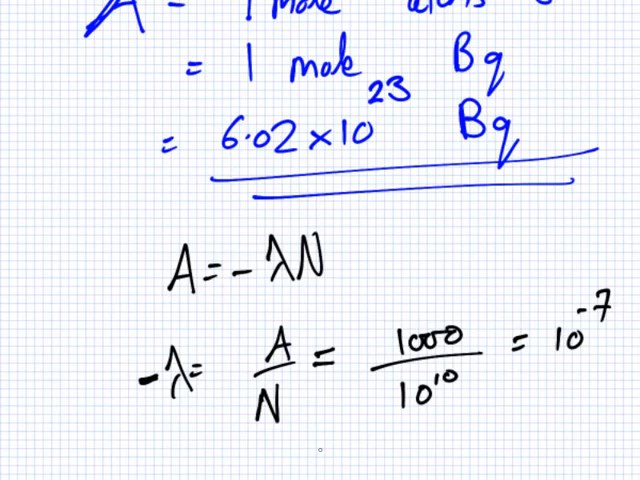Now, if we want to convert that into something a little bit more manageable, let me see, we'll do it in, not micro, maybe nano? I think nano might be big enough. So that's 100 nano per second, nanohertz, if you want.